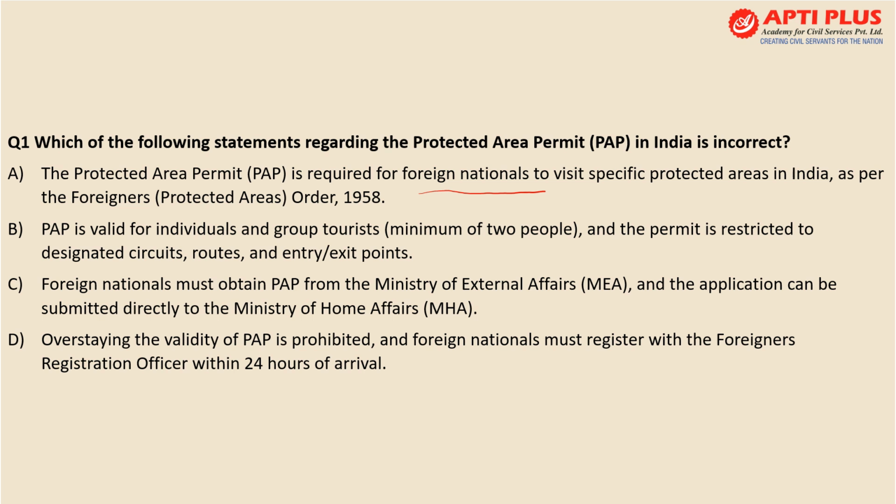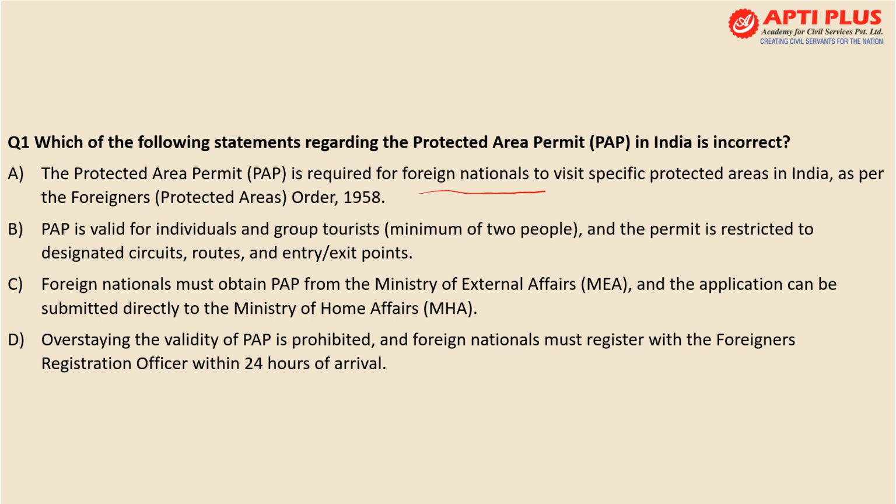Option 2, PAP is valid for individual and group tourists, minimum of 2 people, and the permit is restricted to a designated circuit route and entry exit point. Number 3, a foreign national must obtain PAP from MEA, and the application can be submitted directly to MHA. D, overstaying the validity is prohibited and the foreign national must register with the Foreigner Registration Officer within 24 hours of arrival.